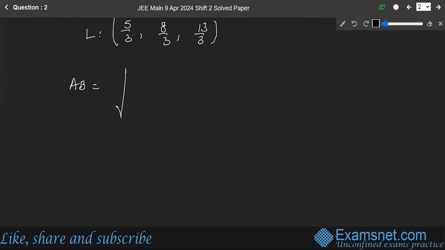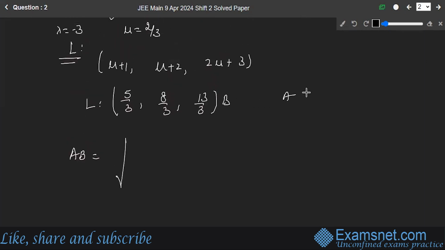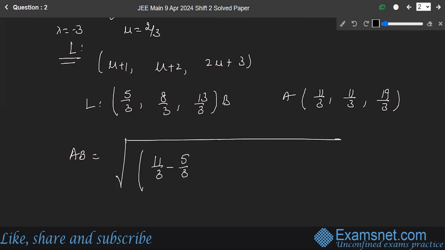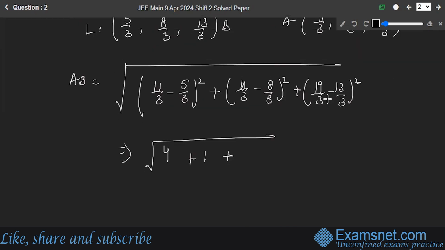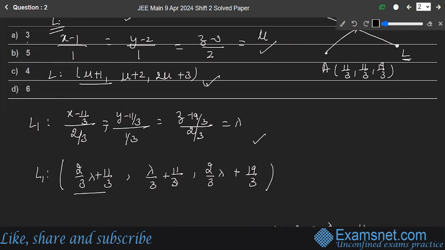So this is B, and your A was 11 by 3, 11 by 3, 19 by 3. So this becomes (11 by 3 minus 5 by 3) squared plus (11 by 3 minus 8 by 3) squared plus (19 by 3 minus 13 by 3) squared. So this will be 6 by 3, which is equal to 2, and the square is equal to 4. And this is 3 by 3, that's equal to 1. And this will give me 6 by 3, which is 2, so 4. Okay, so that's equal to root 9, which is equal to 3. So the distance between both of them is equal to 3. We have the first option as the answer.